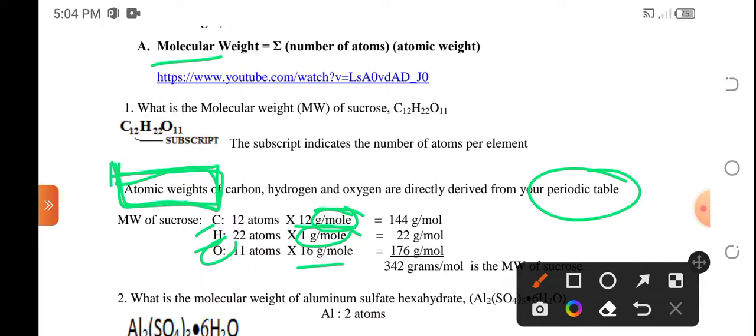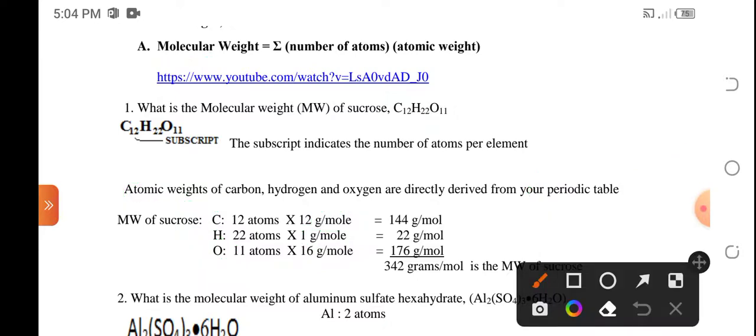Take note that the atomic weights of elements are unique. There are no two elements with the same atomic weight. There's no element that shares the same atomic weight. Okay, so very unique for each element. Okay, so you just multiply the number of atoms and the atomic weight per element.